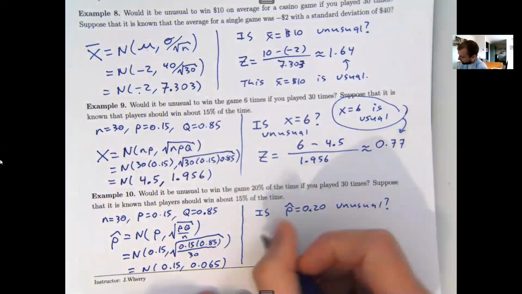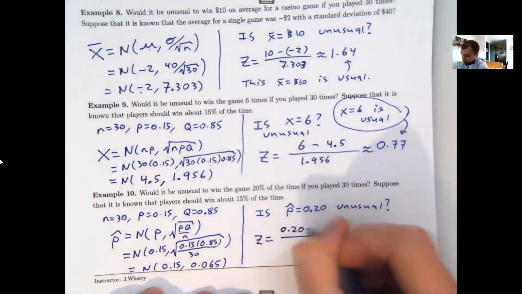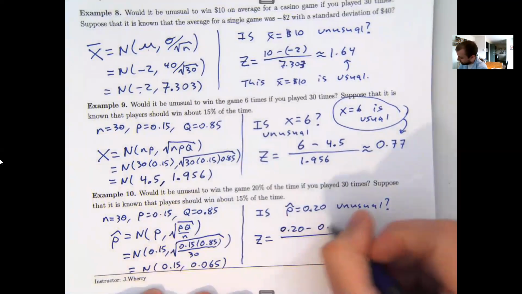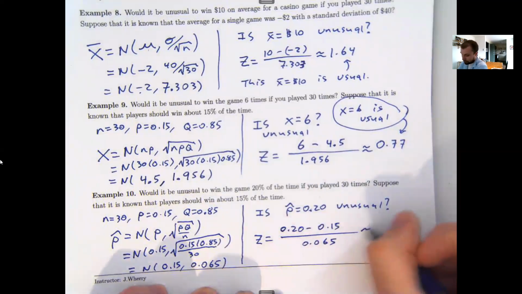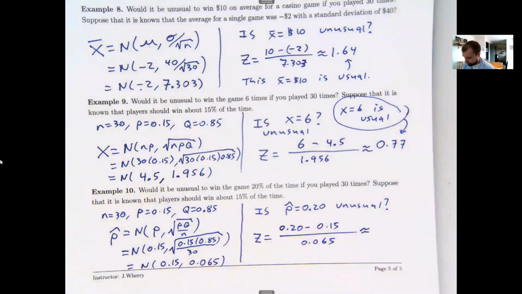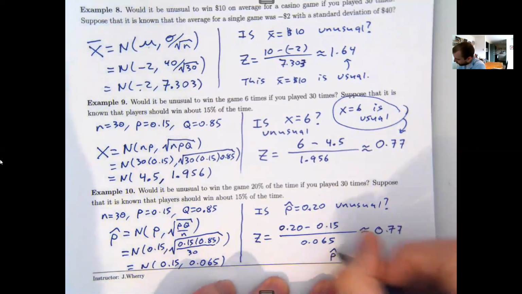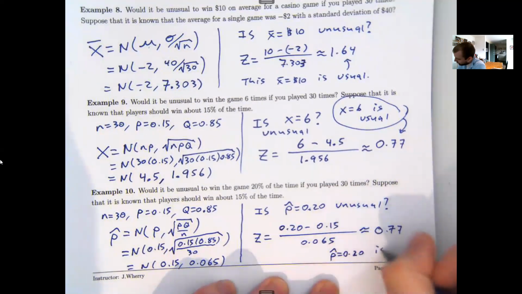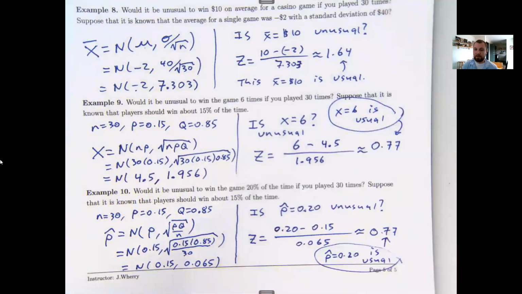Let's find that z-score. I'm taking the value that I care about, I'm subtracting the center, and I'm dividing by the standard deviation. I'm going to type this into my calculator. And when I do this, I get 0.77. And I'm seeing that p hat equals 0.20 is usual because it's within 2 standard deviations. But I'm also noticing something else that's a little bit strange. I just got the same z-score of 0.77 twice in a row. And I'm kind of wondering what the heck is up with that.